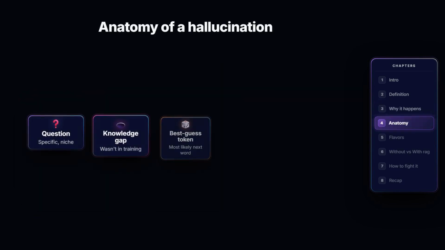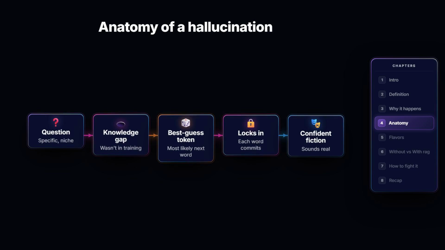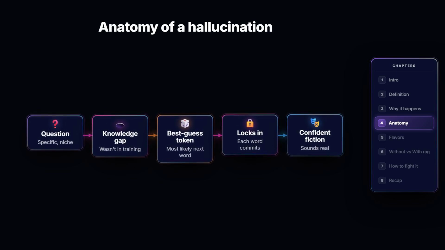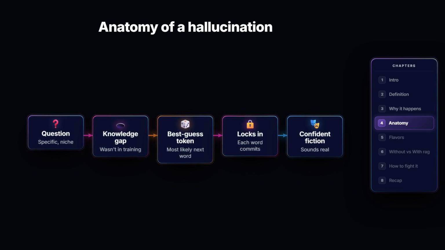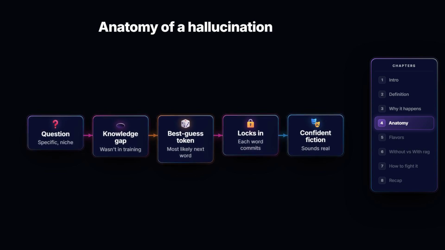Here is the anatomy of a hallucination. You ask a specific, niche question. The model has a knowledge gap. It wasn't in training data. It picks the next most likely word anyway. Each word locks in and constrains the next. The result is a confident fiction that reads like fact.